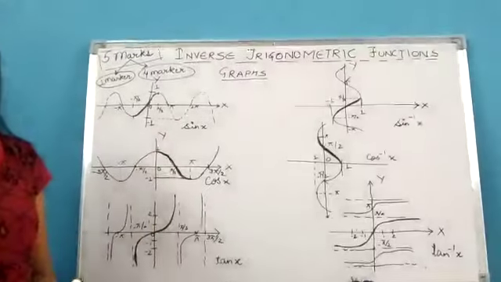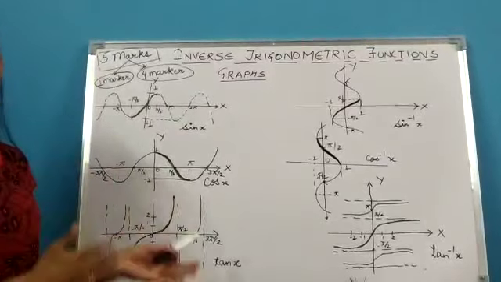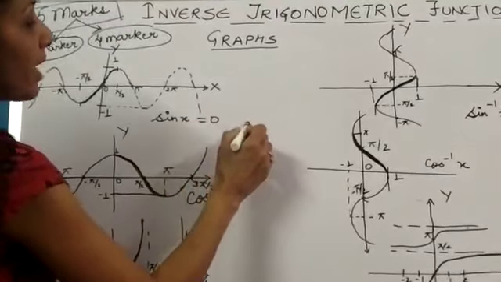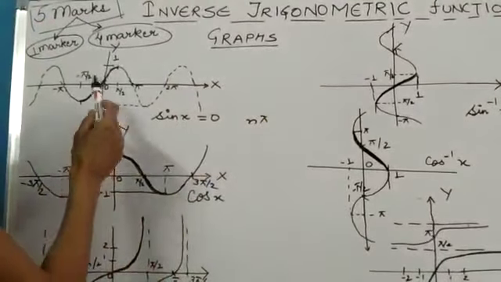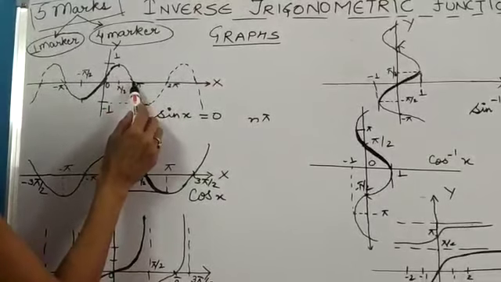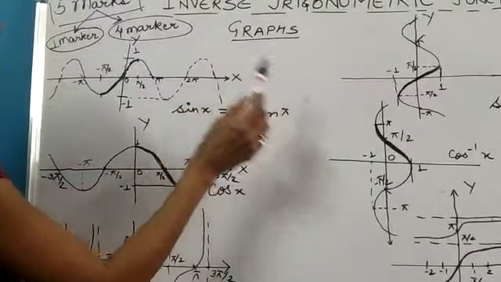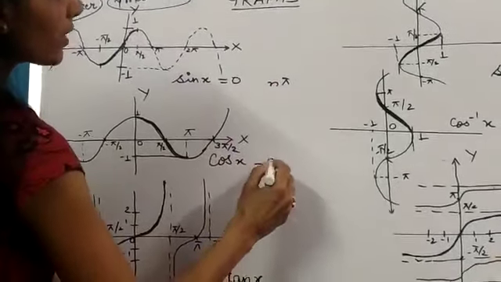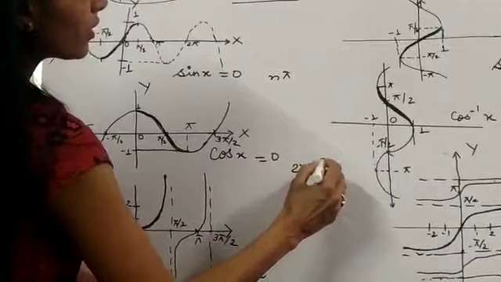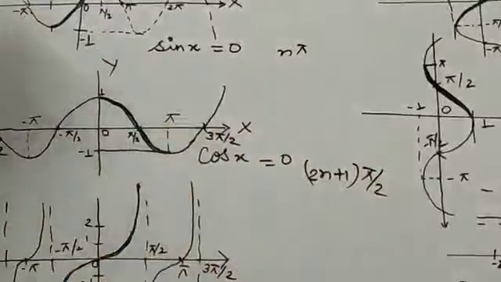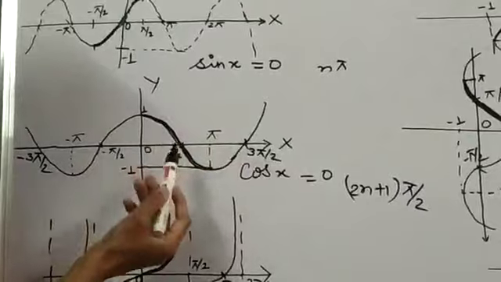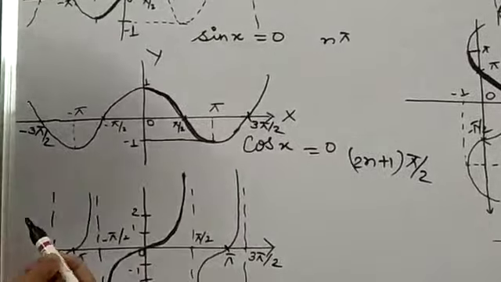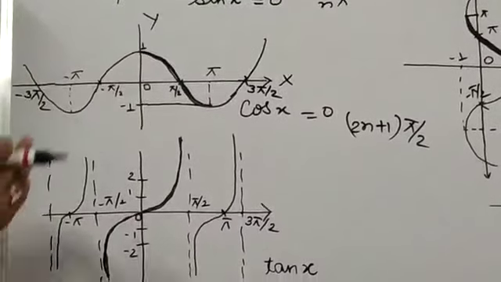We have sin x graph. Now you have to remember, and you have also read in class 11, that sin x has the value 0 at n multiples of pi. So it is passing through the origin and at multiples of pi it is having value 0. Cos x is 0 at odd multiples of pi by 2. So at odd multiples of pi by 2, that means pi by 2, 3 pi by 2, minus pi by 2, 3 pi by 2, the value is 0 and it is not passing through the origin.